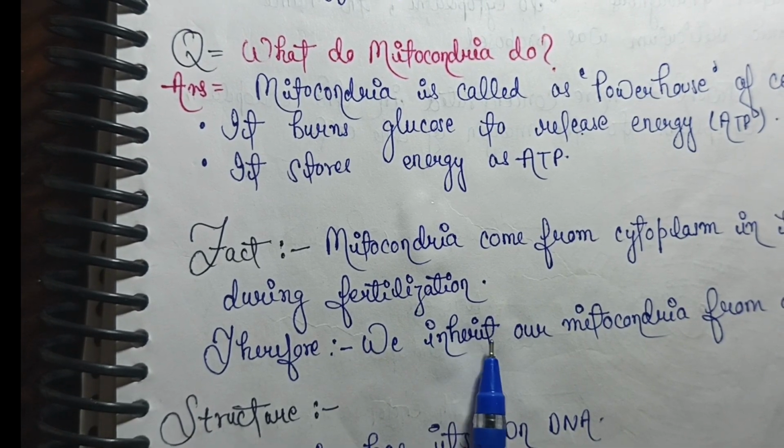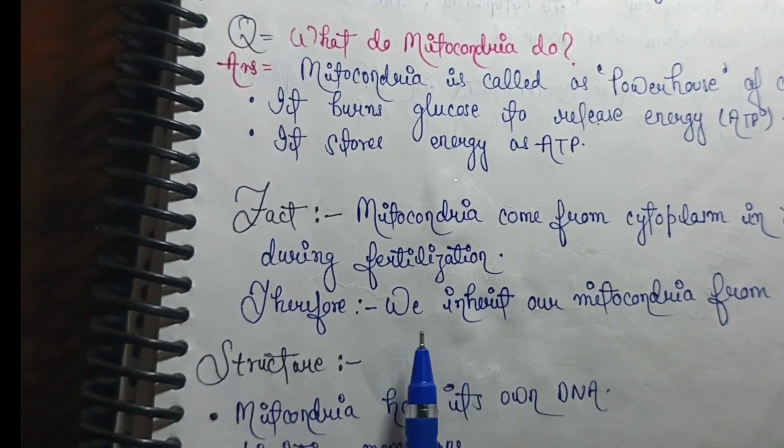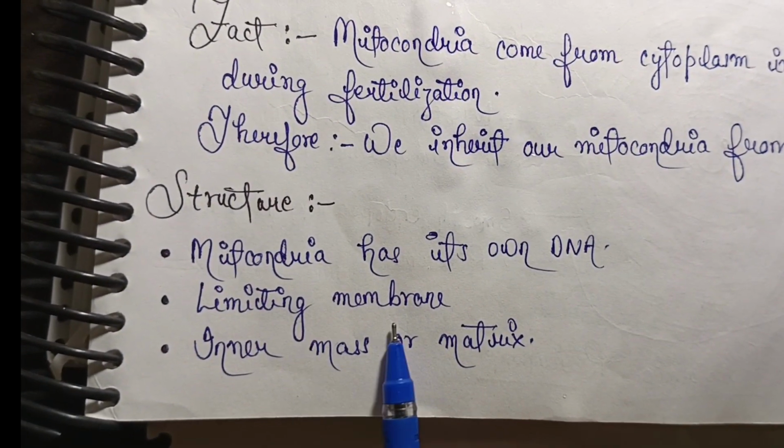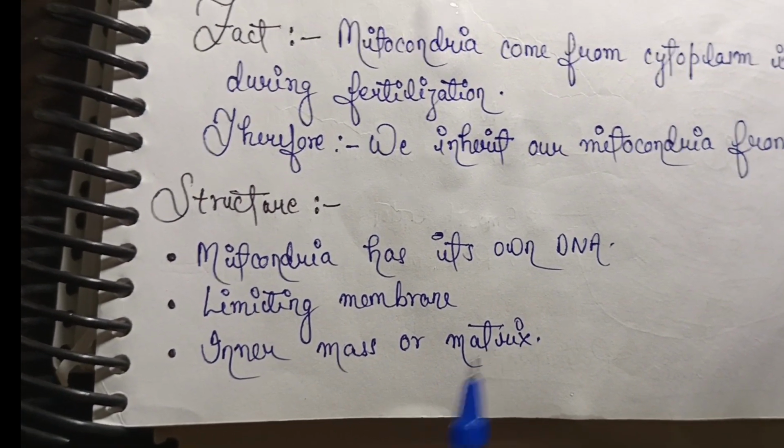Therefore, we inherit our mitochondria from mother cell. Structure. Mitochondria has its own DNA. They have limiting membrane, inner mass or matrix.